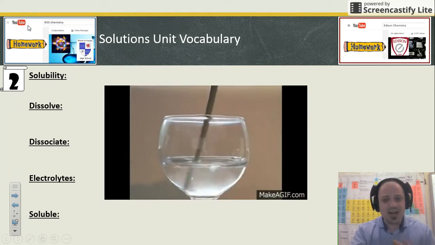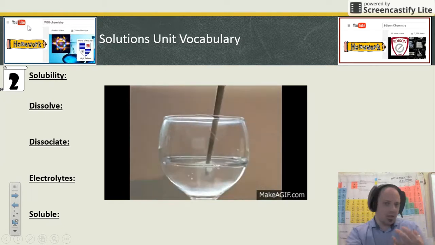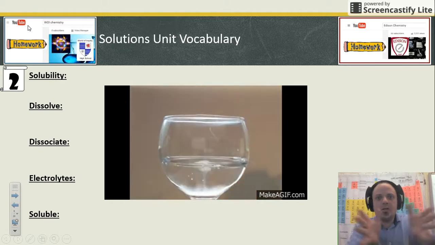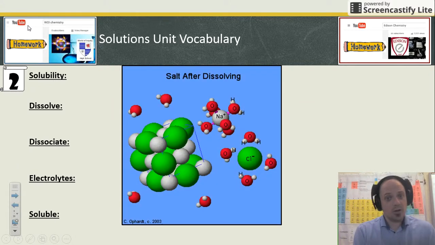Dissolve means to actually take the phase of the solvent, okay? So if your solvent is a liquid, the solid or the gas that you add to it will go into that phase and appear as if it was just a liquid, okay? So when molecules of a solute break apart from each other and take on the phase of the solvent is what dissolve means. It's quote unquote to disappear into the liquid, but it doesn't really disappear. It's still there.